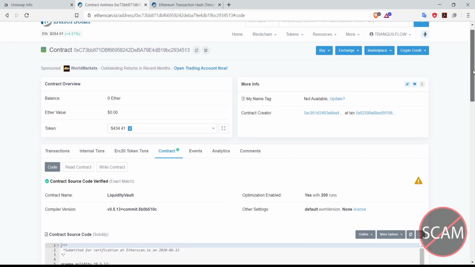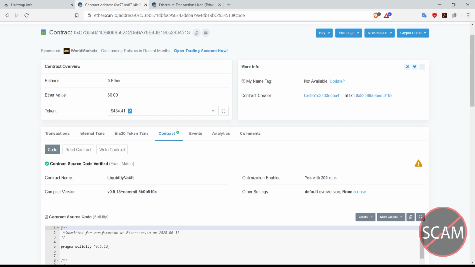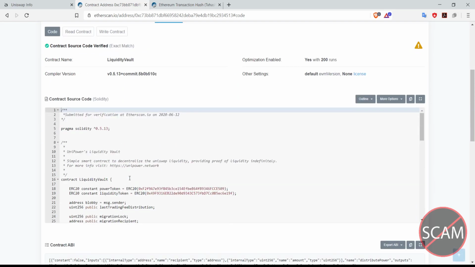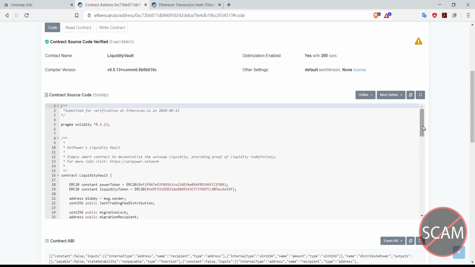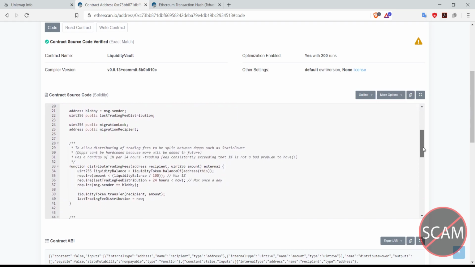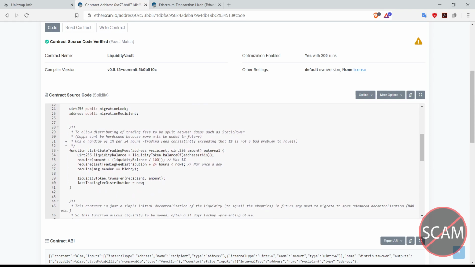So this is the Liquidity Vault contract for Unipower. Now, Unipower was the first project to actually lock up 100% of their liquidity on Uniswap. So this is the contract code. And as we scroll down, you can see they've added a note. When you see this, by the way, that just means this doesn't have any function in the code. It's just like a little note.